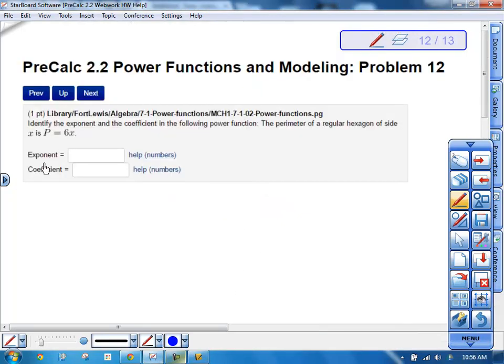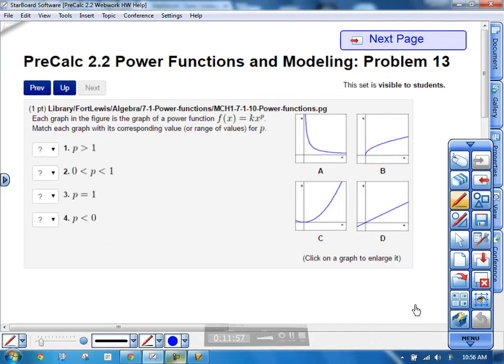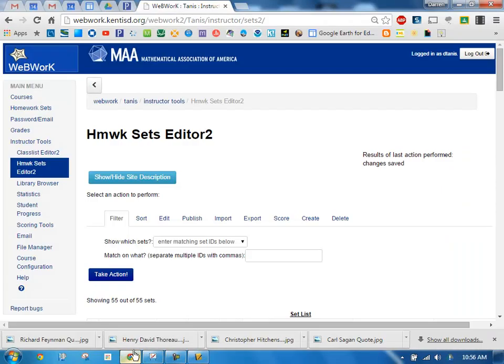Next problem wants to identify the exponent and the coefficient. So p equals 6x to the first is what we have. The exponent is there, and the coefficient is right here. Next problem says, look at this. You can do this in Desmos and put in sliders. It's pretty straightforward. I did this in the notes if you watch that.